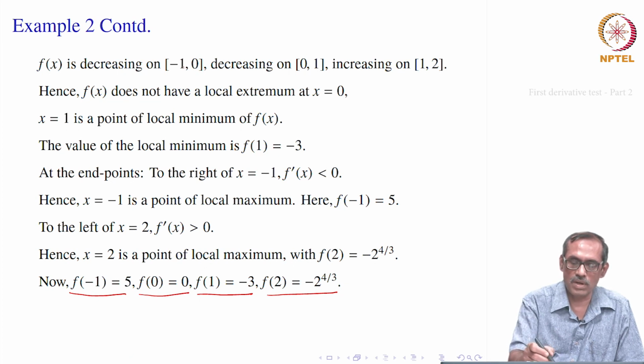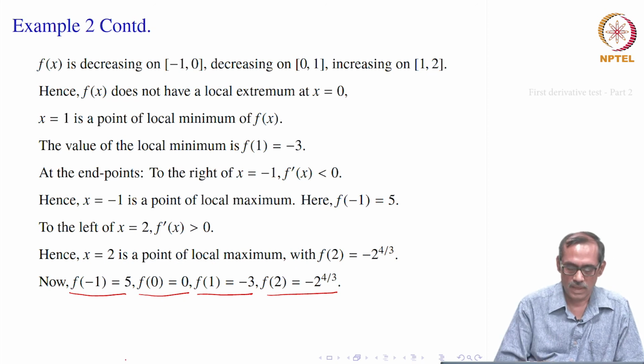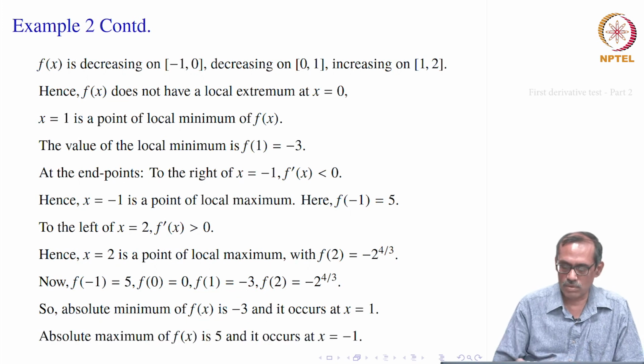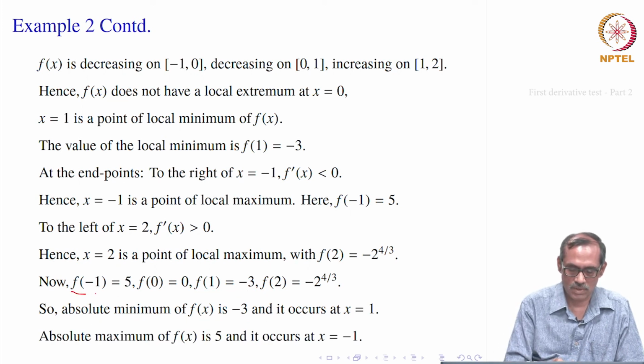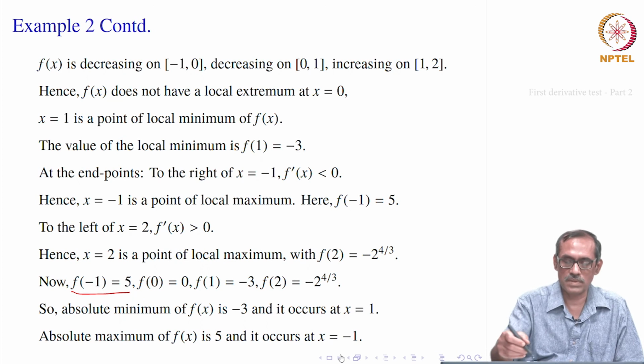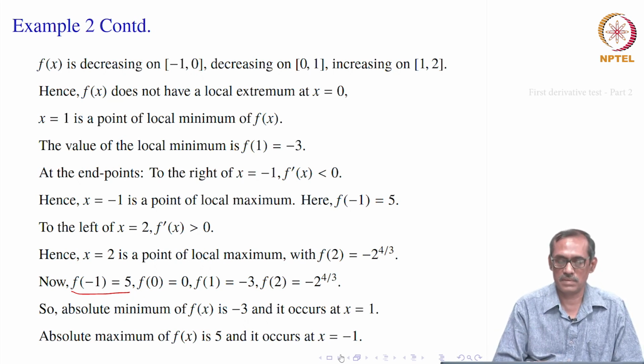But at the end points we will not say they are critical, they will be taken as end points and evaluated. So, critical points are 0 and 1, end points are minus 1 and 2. So, evaluate all those points and compare them, and find out that the absolute minimum is minus 3, which occurs at 1, and the absolute maximum is 5, which occurs at minus 1, right.